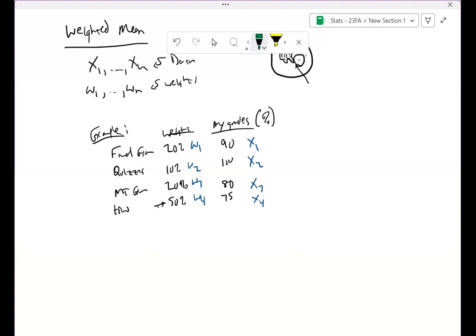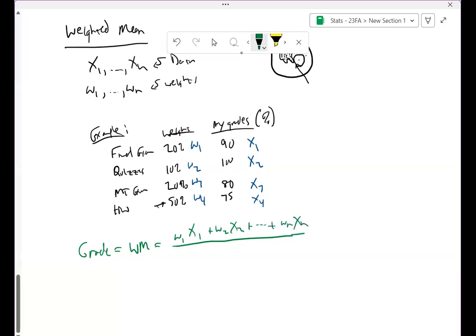So what's my final course grade? My grade is the weighted mean of these 4 data points, weighted by these weights. And how do I do that? I find the first weight multiplied by the first data point, second weight multiplied by the second data point, and so on through the nth weight multiplied by the nth data point, divided by the sum of the weights.